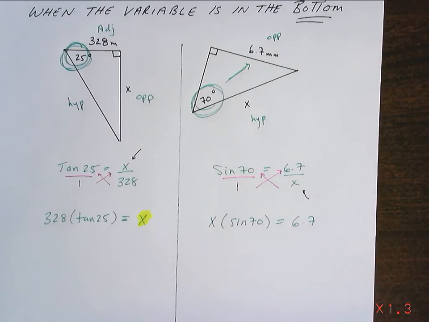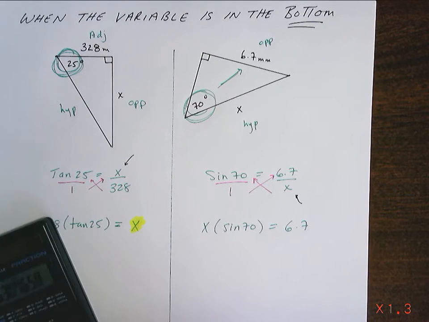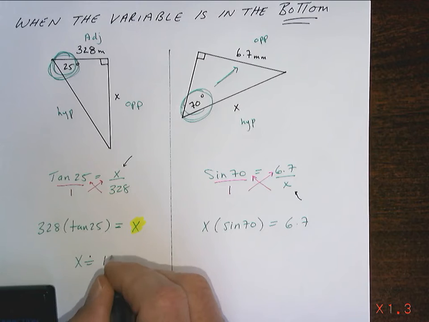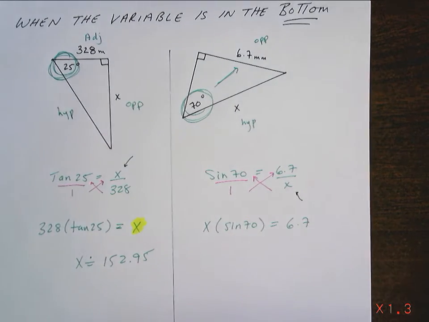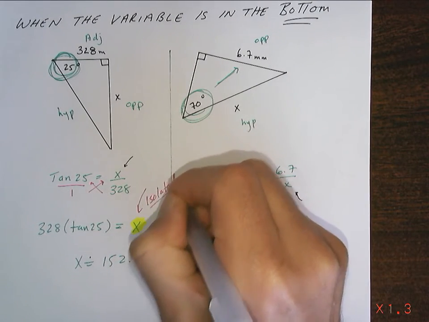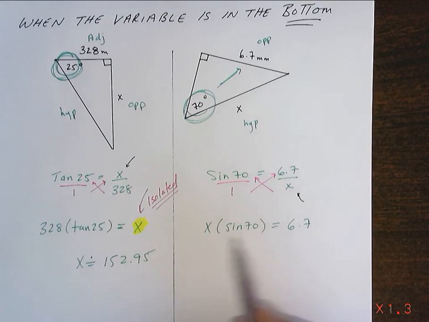Grab a calculator. Put in tan of 25. Times it by 328. And you've got yourself an answer. You've got x equals approximately 152.95. And you're done. And that's because the x is isolated. It's by itself. Think about those movies, an isolated confinement, okay? Isolation, all by itself. Compare that to this one.